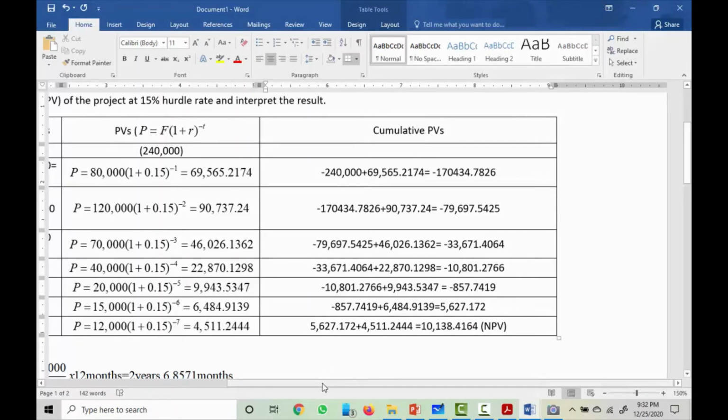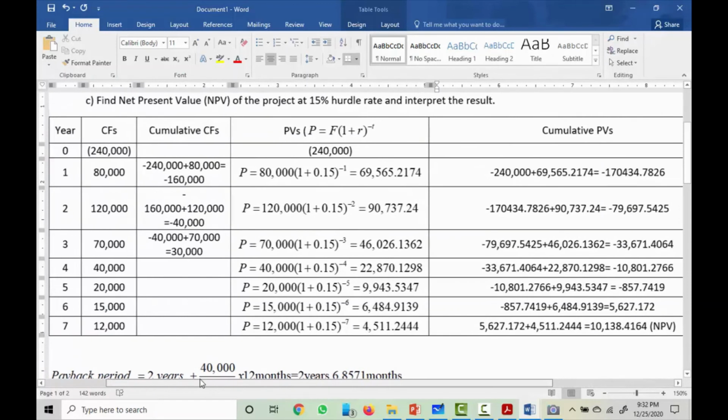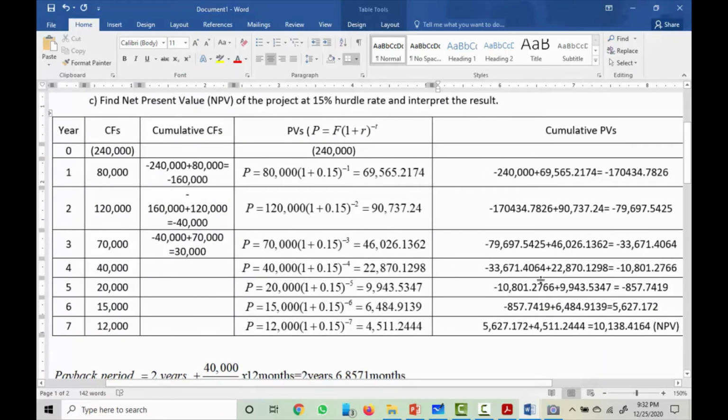So as you can see here, after year 5 we are still 857 taka short to get the discounted payback. So this is the discounted payback. That means after year 5 we are still 857 taka short to get the discounted payback.